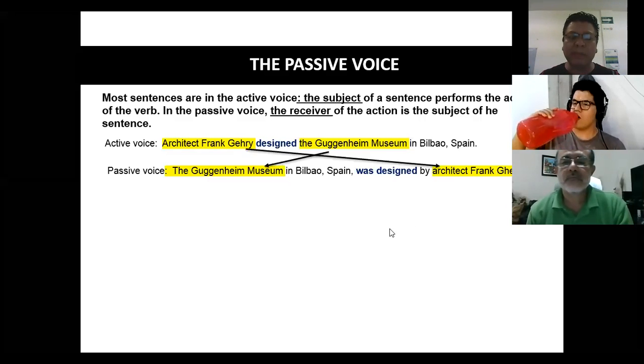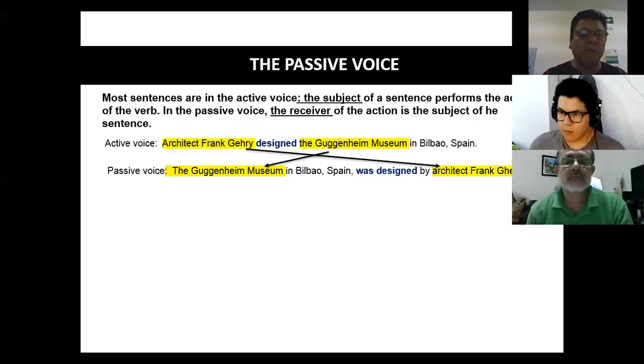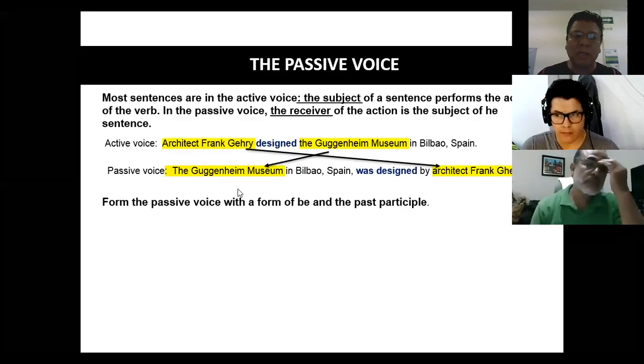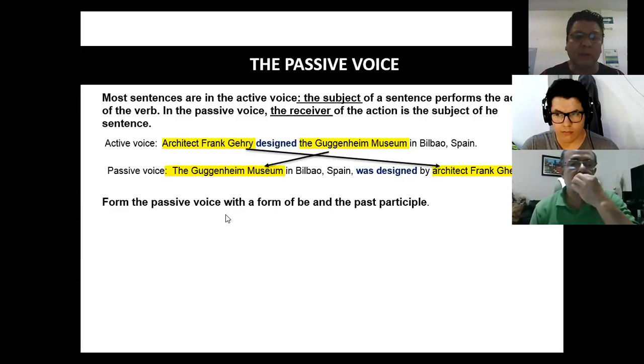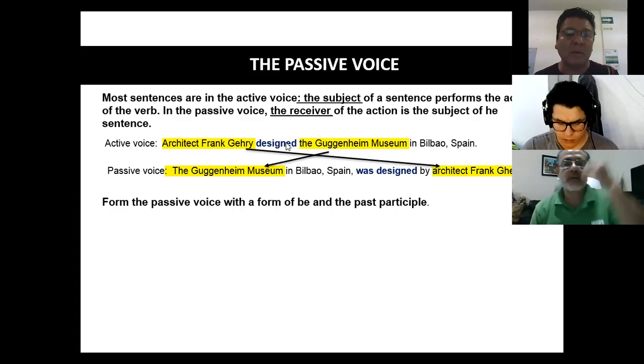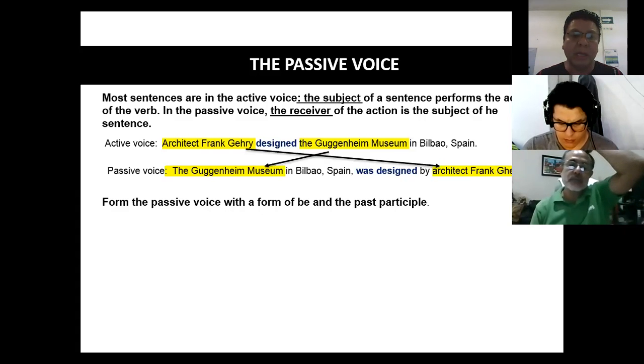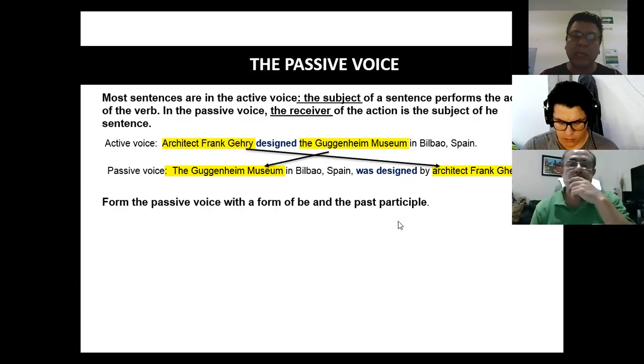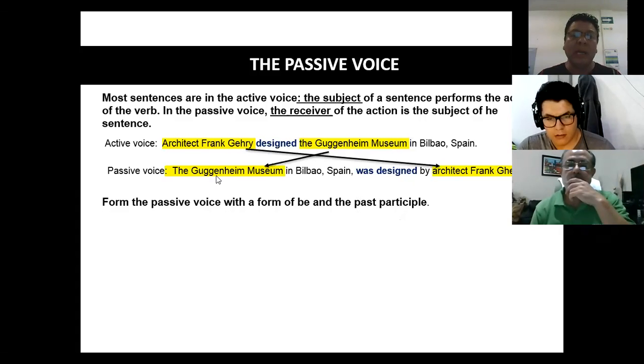And we said that we are going to form the passive voice with a form of be and the past participle. Vamos a formar la voz pasiva con cualquier forma del verbo to be y un pasado participio. Aquí lo hicimos en pasado. Diseñó, y aquí fue diseñado, ¿verdad? Was designed. Entonces aquí es pasado. Architect Frank Gehry designed, diseñó. Past, the Guggenheim Museum. The Guggenheim Museum was designed by.